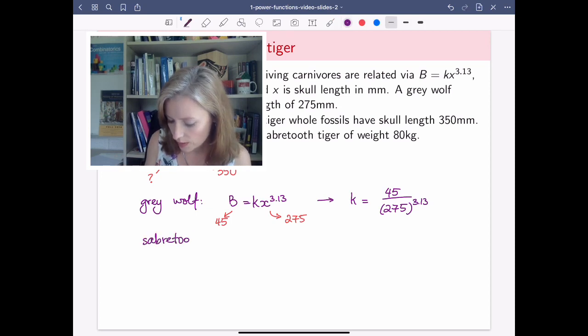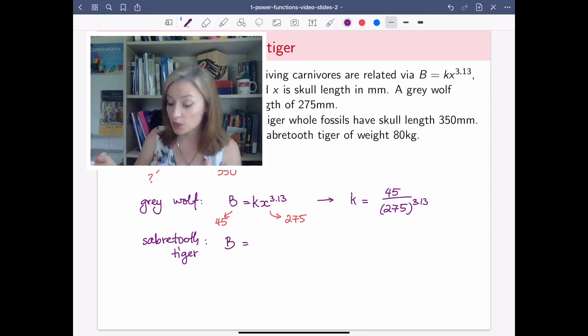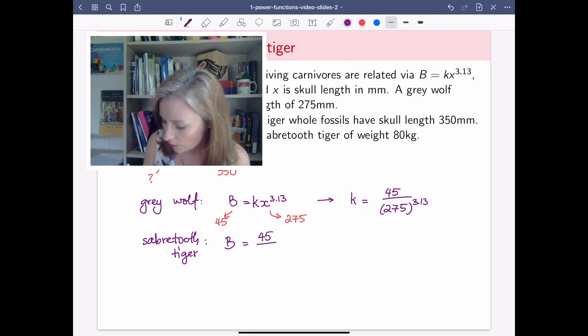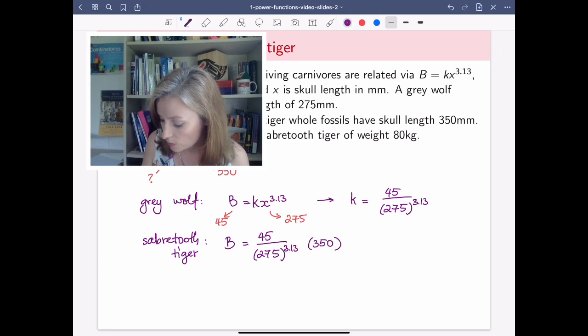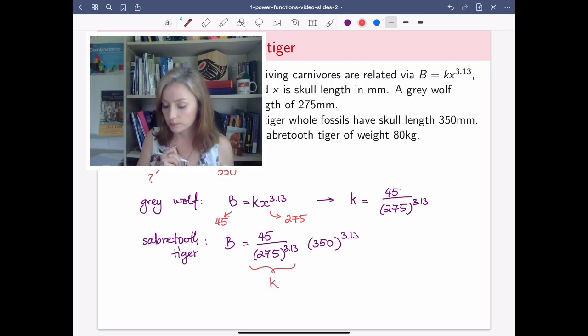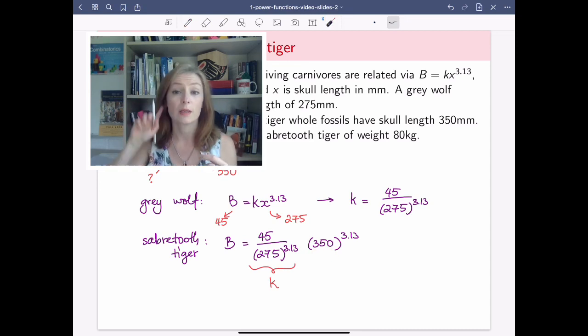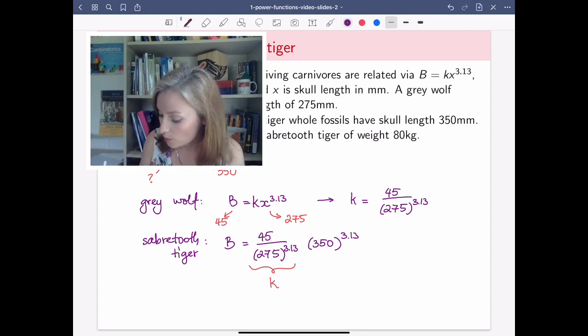So for the saber-toothed tiger, what I have is b is equal to k, which is the value I just found. So again, feel free to compute that as a decimal. I'm not going to bother. So that's the k times, just checking the formula, x, which is the skull length. And for the saber-toothed tiger's fossils, we have 350 to the power 3.13. Okay, so just to be clear here, this is my k, and the rest of it comes from the knowledge of the measurement of the skull length of the fossil. And if I compute this number, I'm going to get approximately 96.